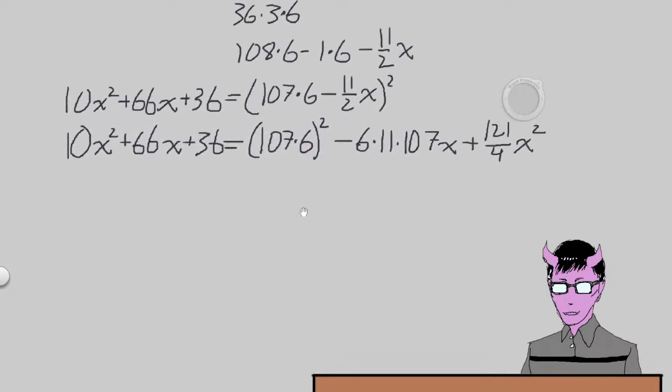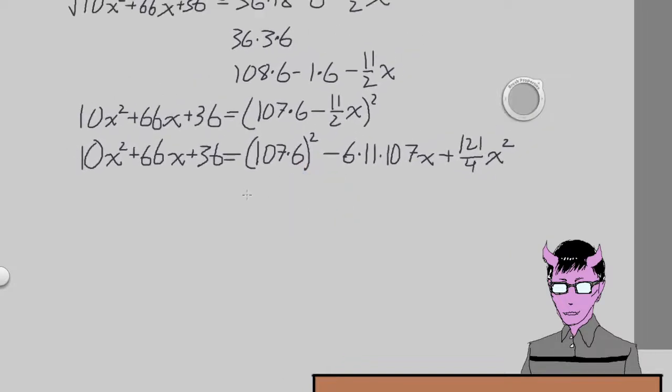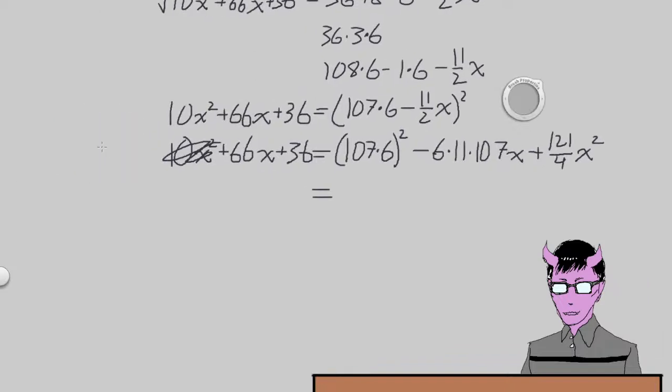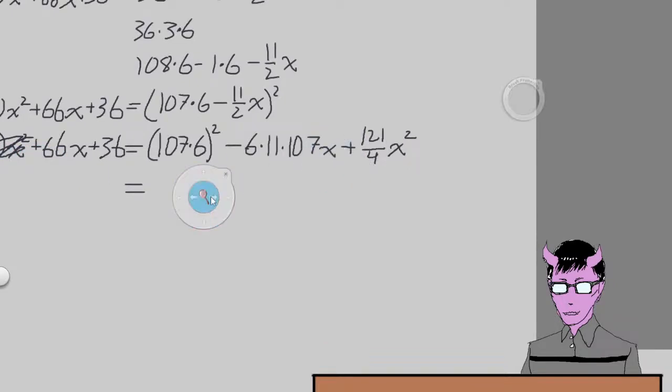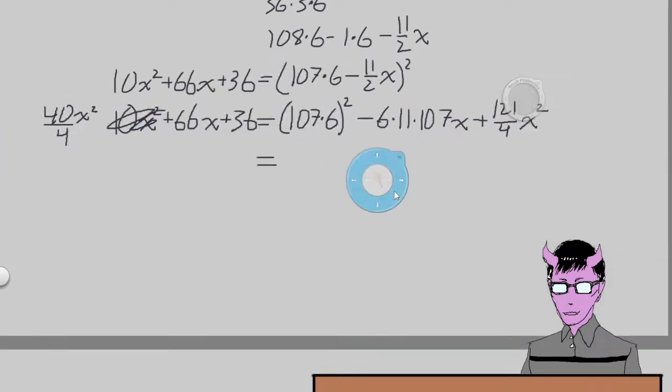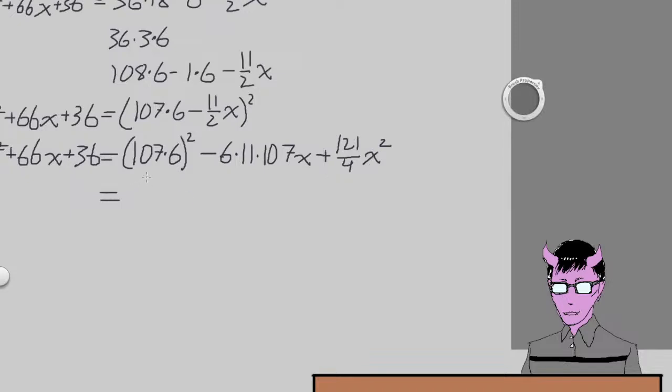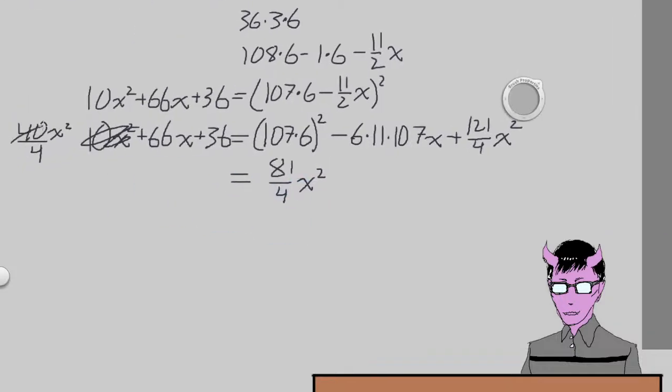Okay, well, let's just start moving things over to one side. So I'm going to move everything over to the right-hand side. Yes. So this one right here is basically 40x squared over 4 to match the denominator. So if we subtract 40 over 4 from this one, we're going to get 81 over 4x squared. So let's start crossing things out.